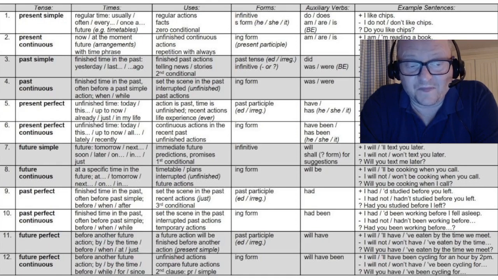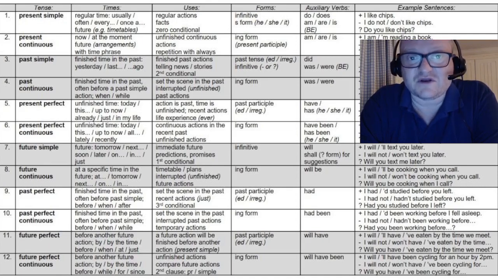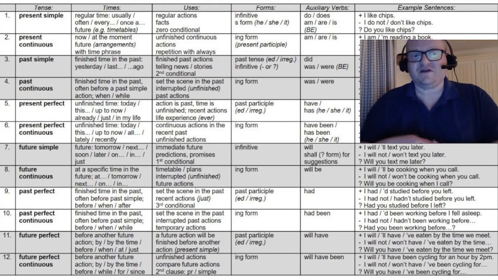For example, many people think that present simple is for actions which are now, but it's not. For example, now I talk to you now. Yes, I talk to you. No, I'm talking to you. I'm talking to you now. I'm talking to you at the moment. So we use present continuous for now and for future arrangements.